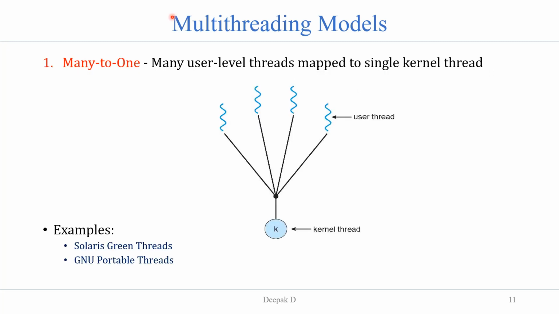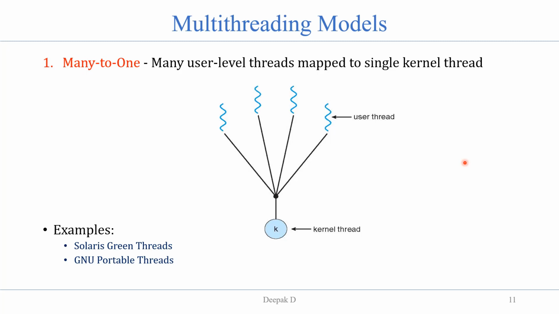You can see in this diagram, when we call it many-to-one, there are multiple user threads and only one kernel thread, meaning many user-level threads are mapped to a single kernel thread. The advantage of this model is that thread management is done by the thread library in user space, so it is efficient.